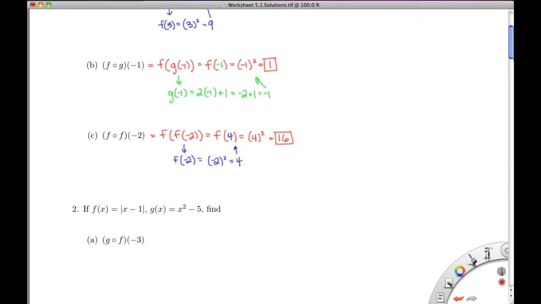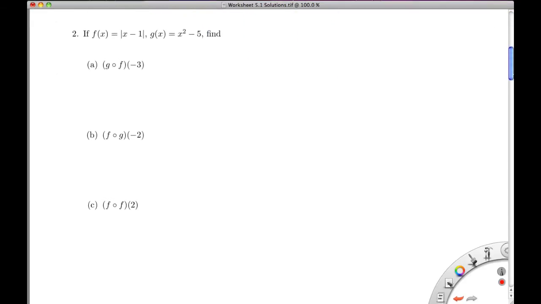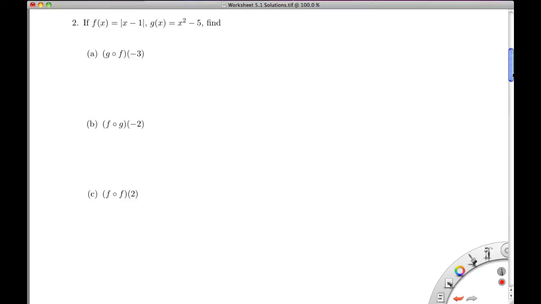So for number 2, we've got the same type of problem going on here. We're given two functions f and g, and we're asked to evaluate at a specific x that we're given. So for part A, we're going to take g and compose it with f. So we'll say g of f, and then the value we're going to evaluate it at is -3. So again, let's just do a quick sidebar here, and we'll evaluate f of -3.